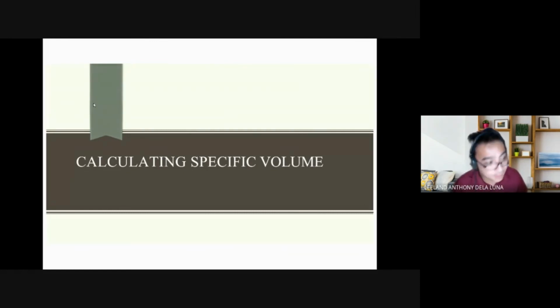So, a while ago, class, we were talking about specific gravity. Okay, sabi nga natin, specific gravity doesn't have a unit. Now, this time naman, class, let's talk about specific volume.